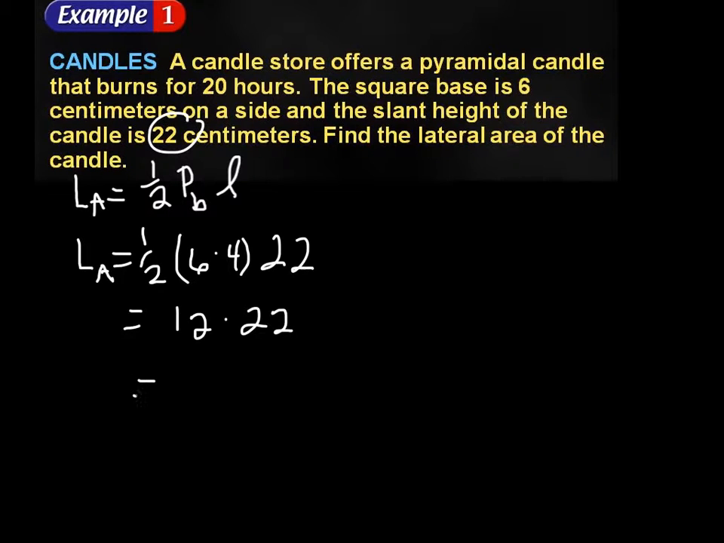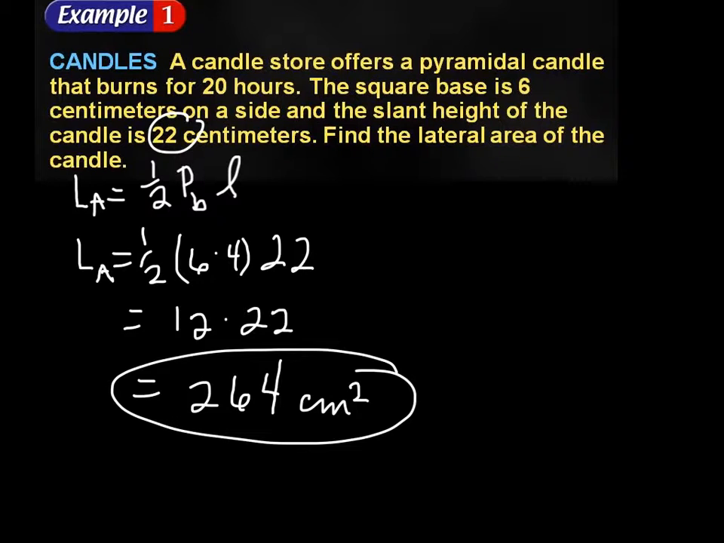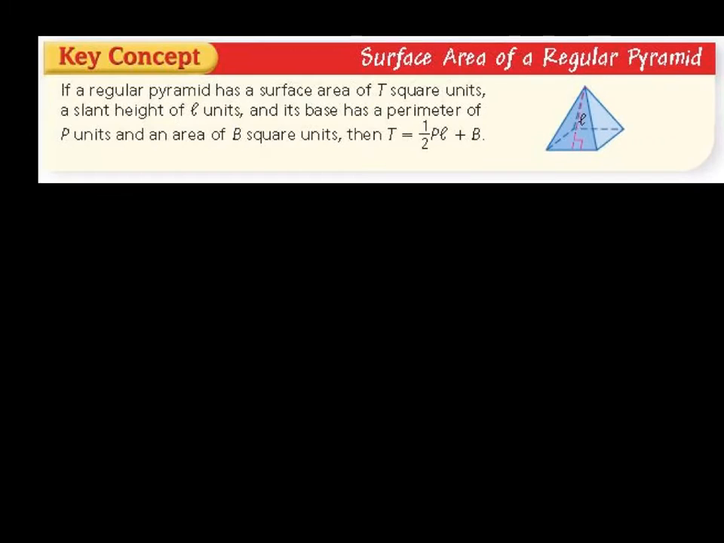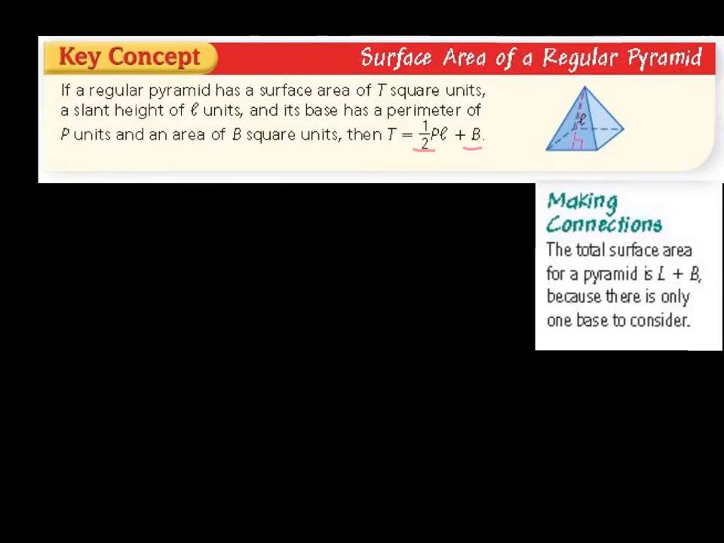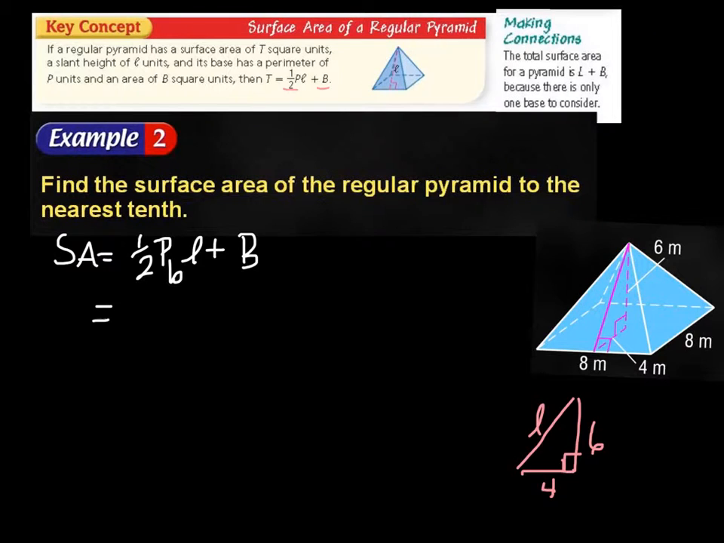I get 264, and my units were centimeters, so square centimeters. Do we care how long it burns? Nope. Suppose you want to know the total surface area, not just the lateral surface area. Well, take the lateral surface area that we just found and add to it the area of the base. Now, we're only going to add one base, because a pyramid only has one, unlike a prism.